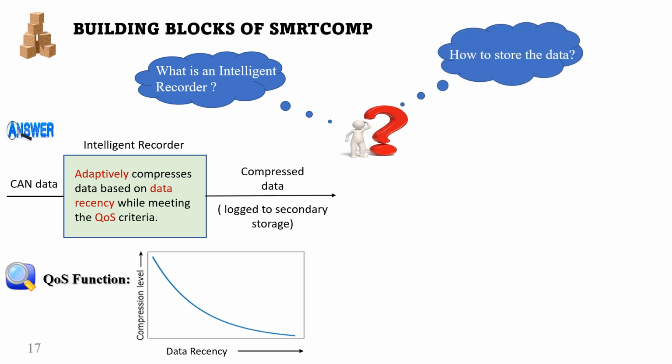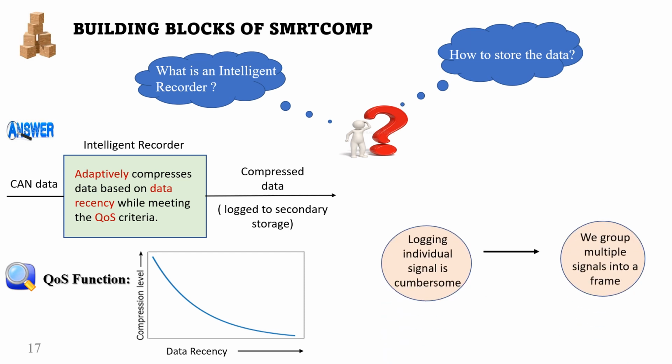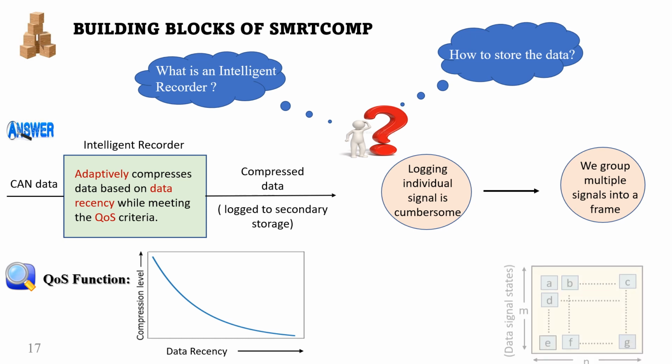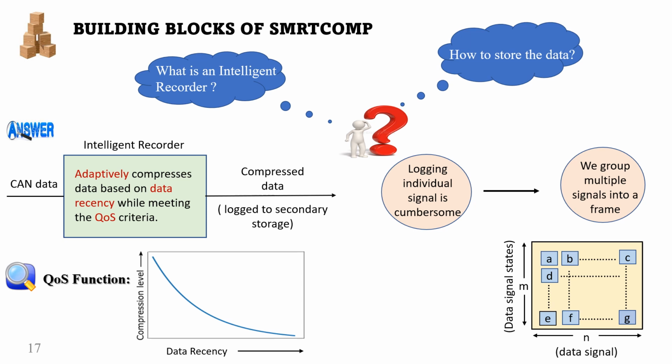So the next question is how to store this data. As there are 100 plus ECUs in modern vehicles, if we try to log individual signals, it will be a difficult task. So what we do is group multiple signals into a frame and log that frame into a secondary storage. As you can see in the diagram, this is how a frame looks like, where each row represents the data signal states and each column is the data signal.